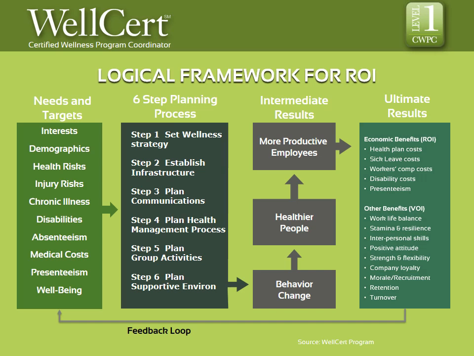And then at the bottom here you see the feedback loop, which is essentially something that takes place annually where we reassess what our results are, change our targets and/or needs, help refine those, as well as refine our interventions, look for those intermediate results, and then again each year look at ultimate results in both ROI and VOI.